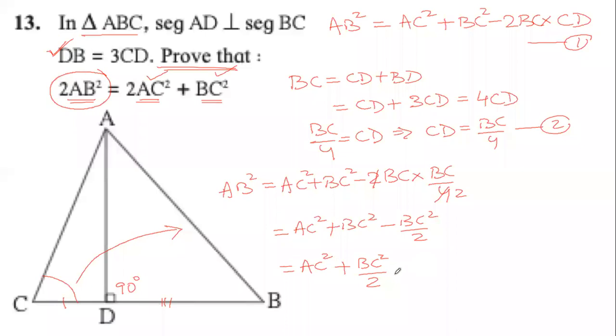Now, if we try to remove this denominator from the right hand side, what will we have to do? We will have to multiply it with 2. If we multiply the RHS by 2, I will have to multiply the LHS also by 2. So this becomes 2AB square equals 2AC square plus BC square by 2 multiplied by 2. 2 divided by 2 is 1. So BC square. And we have proved it.